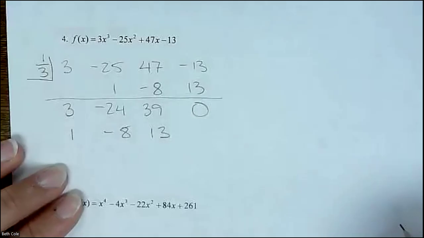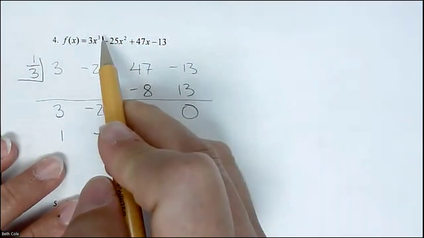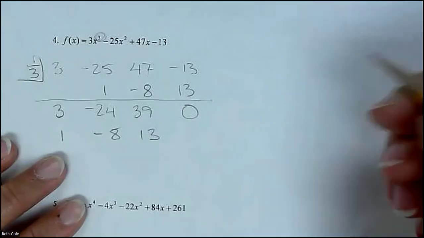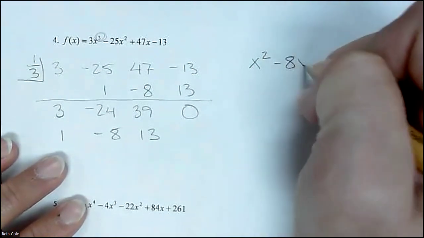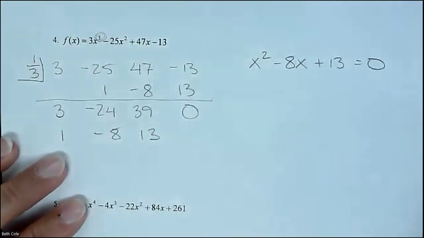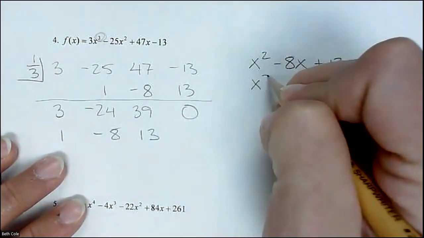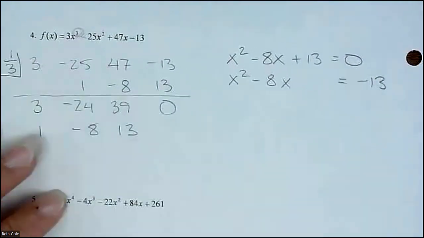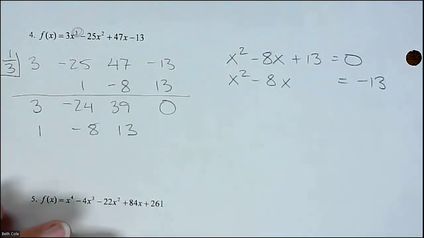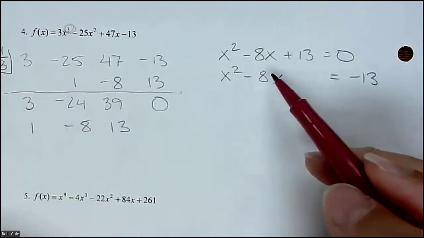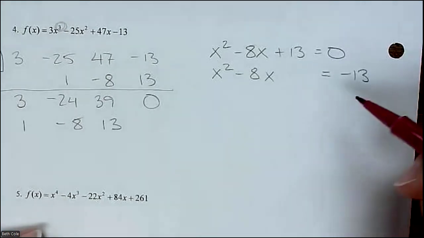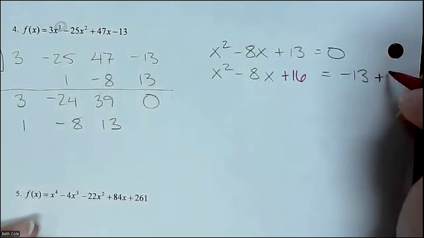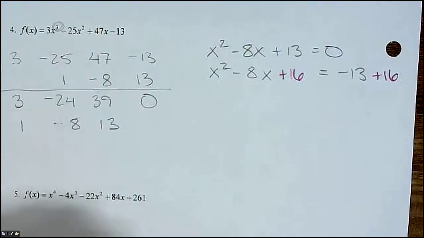So that gives us this. And when I put the x's back in, I'm going to start with one less than my degree because I divided out once. So x squared minus 8x plus 13 equals 0. That is not going to factor because 13 is only going to split into 1 and 13. And 13 and 1 is never going to add or subtract to be 8. So we're going to have to complete the square. So when you divide by 2 and square, that gives you 16. Add that to both sides.